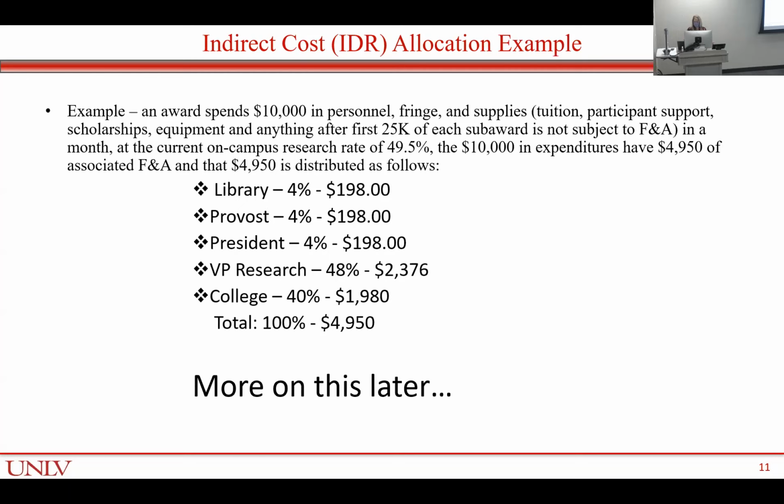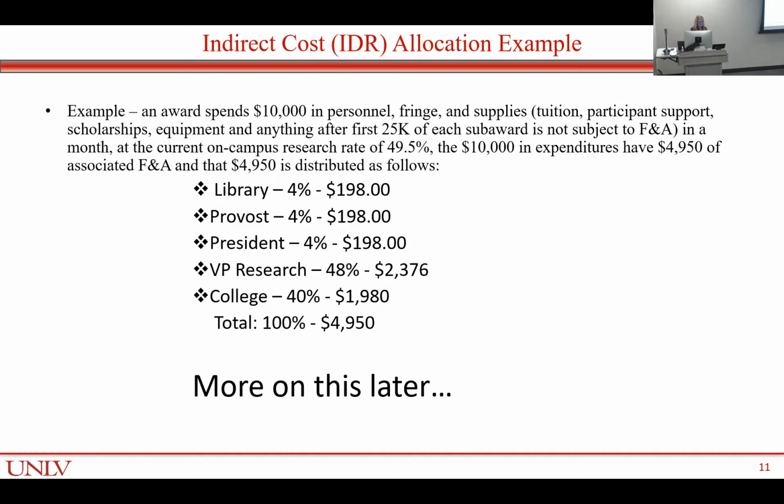So again, just a really brief example. You spent $10,000. We bill the sponsor $10,000 plus the $4,950 that's associated with it. So the sponsor gives us the $14,950 back. We reimburse for the expenses of the $10,000, and then $198 goes to the library. You can see the rest, right? So $1,980 goes back to the college, and that's for every single award. And then the college will then further distribute that.